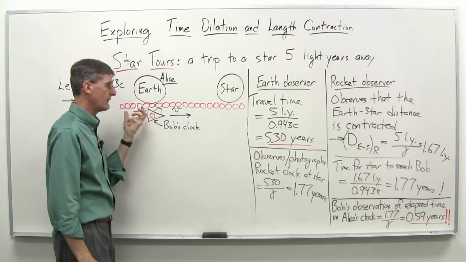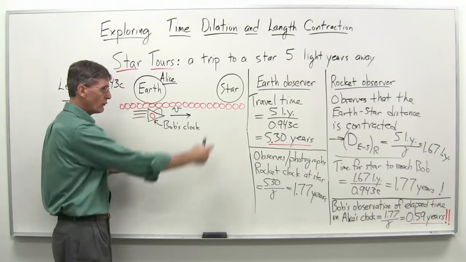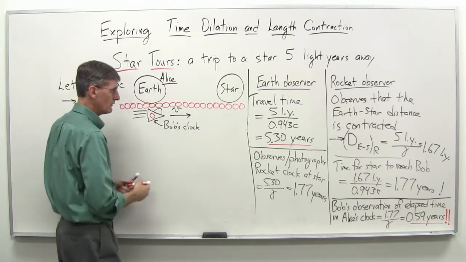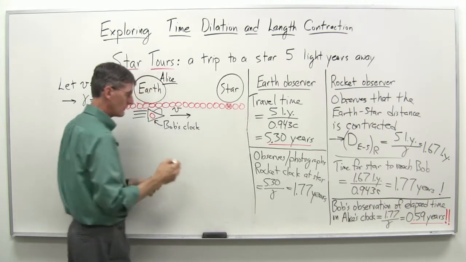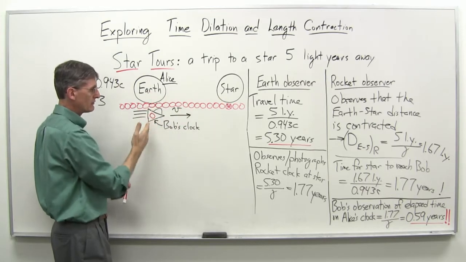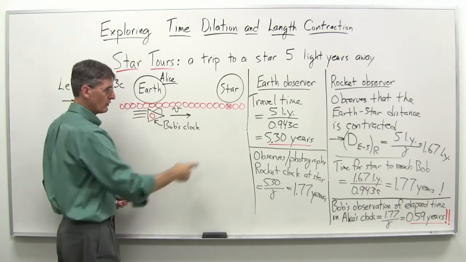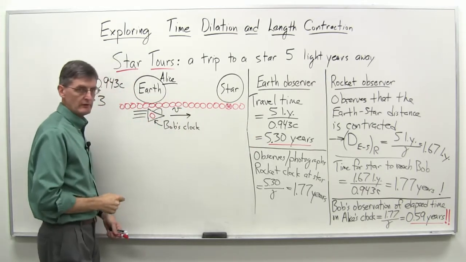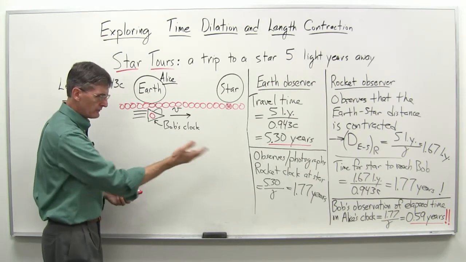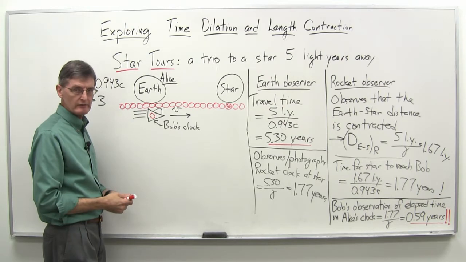In fact, the photographic evidence shows that when, say, this clock right here, so here's that clock that's going to get photographed when it gets over here to Bob. When that clock reaches there, the photographic evidence shows that it's reading 5.3 years. And yet Bob's saying it should only be 0.59 years.